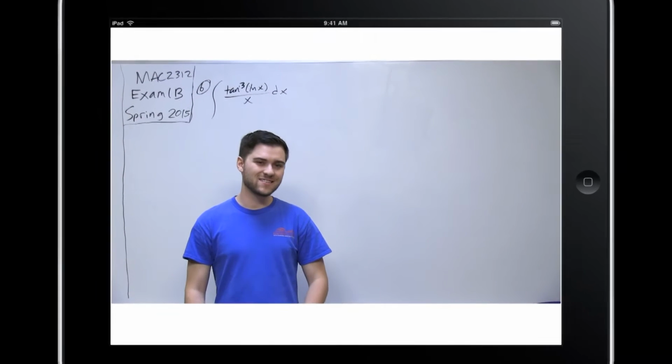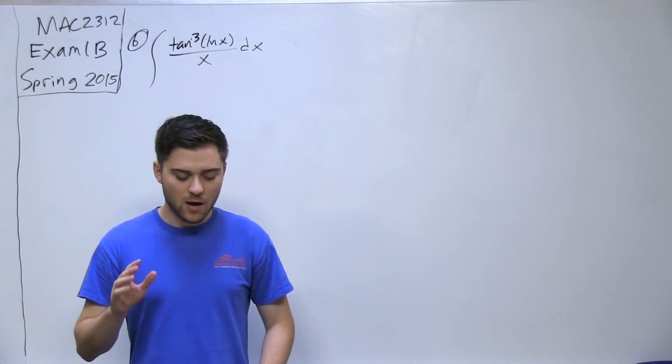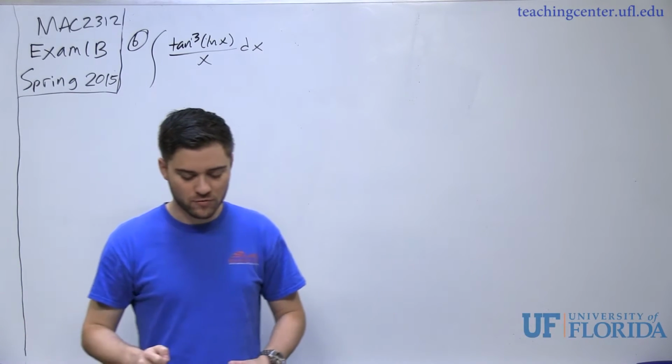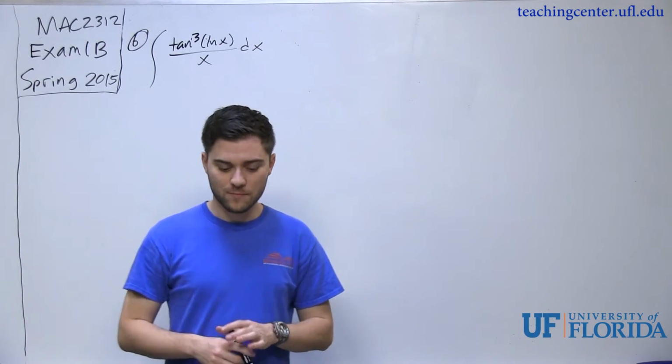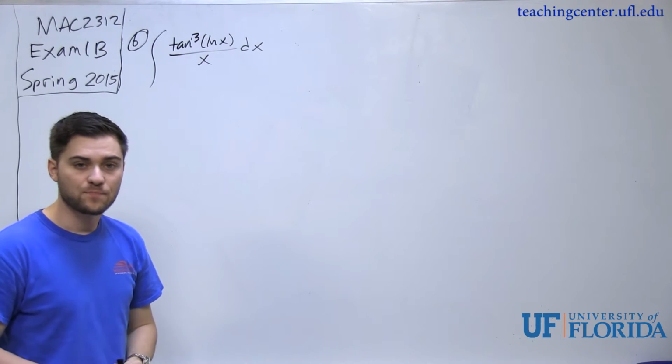Problem number 6 is kind of like problem number 5 on the spring 2015 exam. It says indicate the best method and/or identities and/or trig integrals used for evaluating the integral. And it gives you tan cubed of ln of x over x dx.